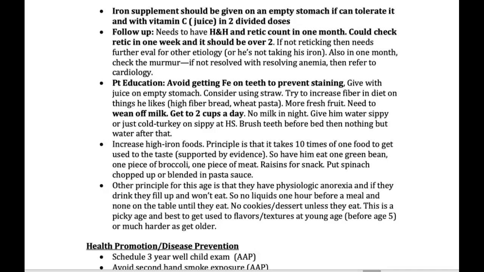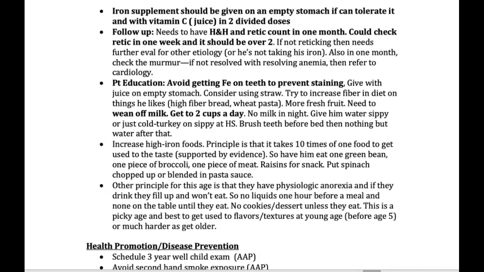The principle is that it can take 10 times for one food to get used to the taste, and that's supported by the evidence in the literature. So have him eat 1 green bean, 1 piece of broccoli, 1 piece of meat, raisins for snack. Put spinach chopped up or blended in pasta sauce. Those are some specific instructions for the grandma and parents.